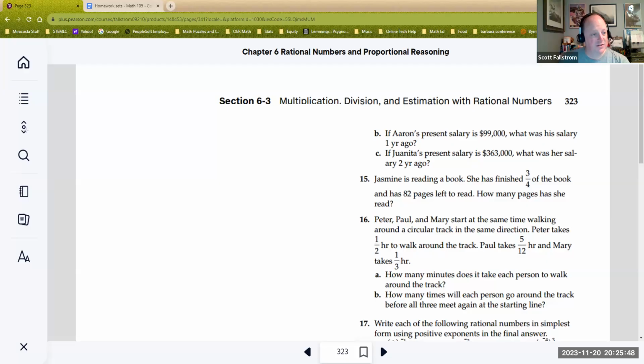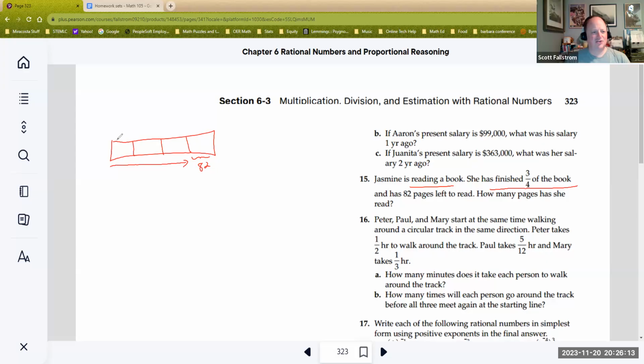So, a couple ways to do it. So what I'll do is I'll start with a picture approach, and then I will show an algebraic approach. So she's reading a book. Got it. She has finished 3/4 of the book. Got it. Okay. So I'm going to break it into quarters, right? She has finished 3/4 of the book, and she has 82 pages left to read. So this little box right here would be 82 pages.